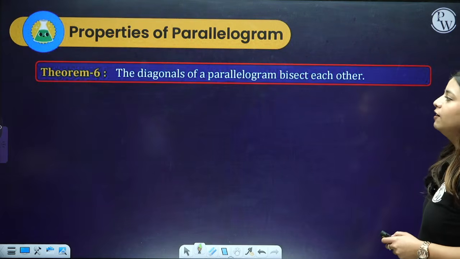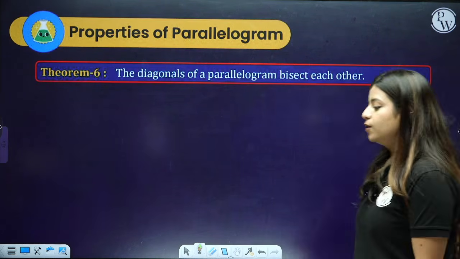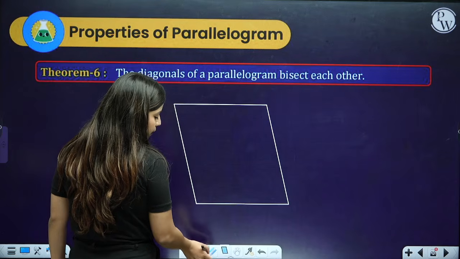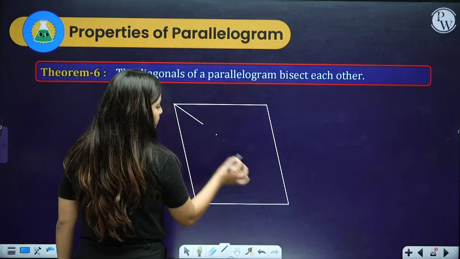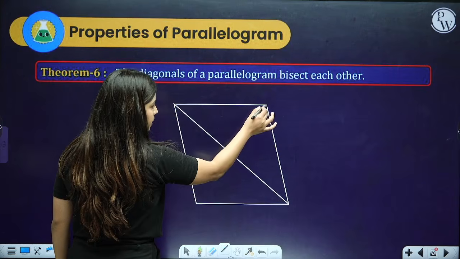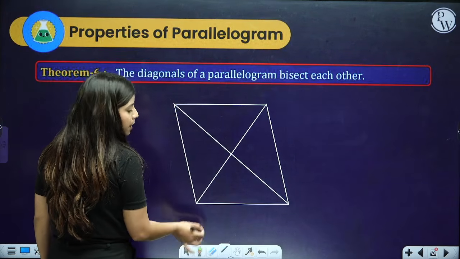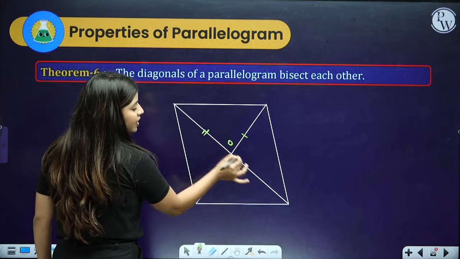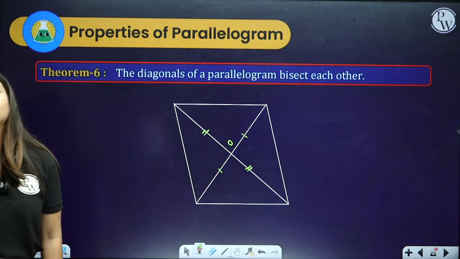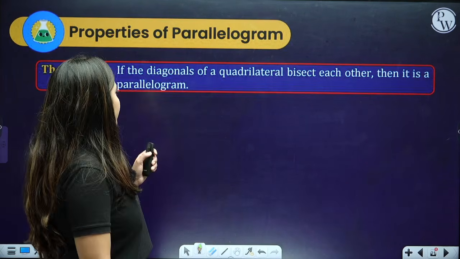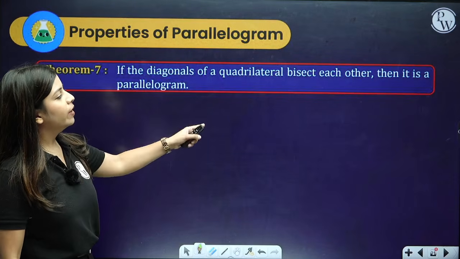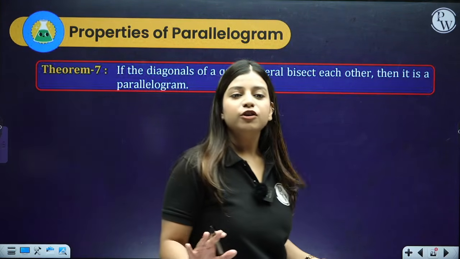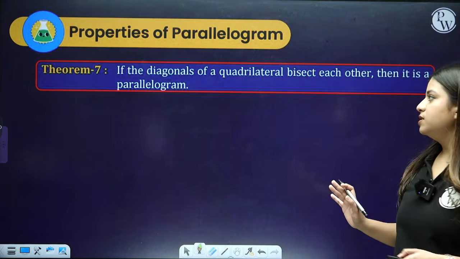The next theorem that we have is the diagonals of a parallelogram bisect each other. That means what? If we have a parallelogram, right, and if we simply draw the diagonals, for example this and this, they bisect each other means that this part will be equal to this part and this half will be equal to this half. This is what bisection means. Next we have if the diagonals of a quadrilateral bisect each other, then it is a parallelogram. The same way, converse of the previous theorem that we have just read.